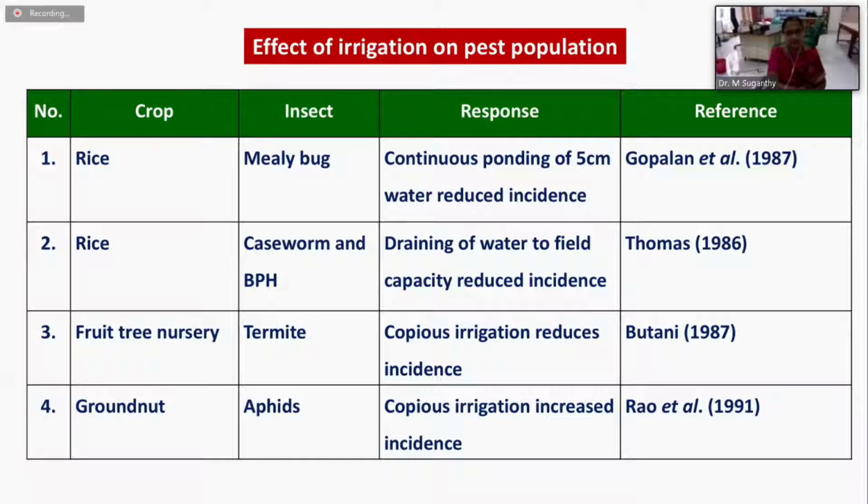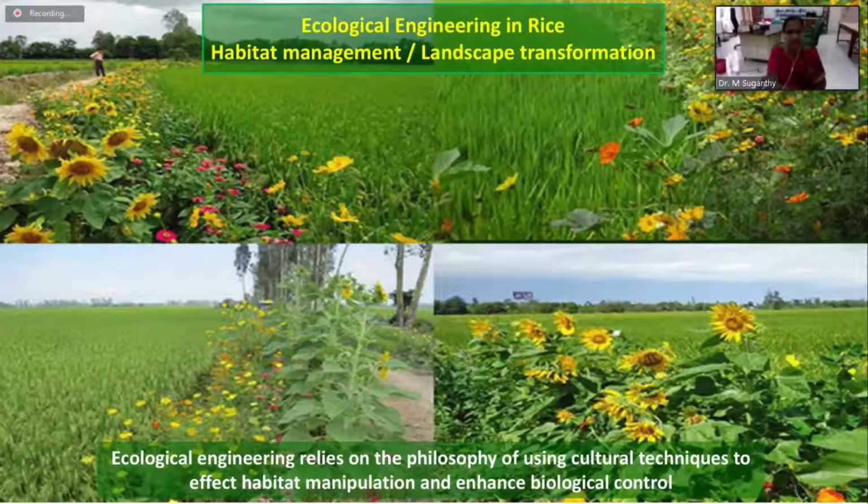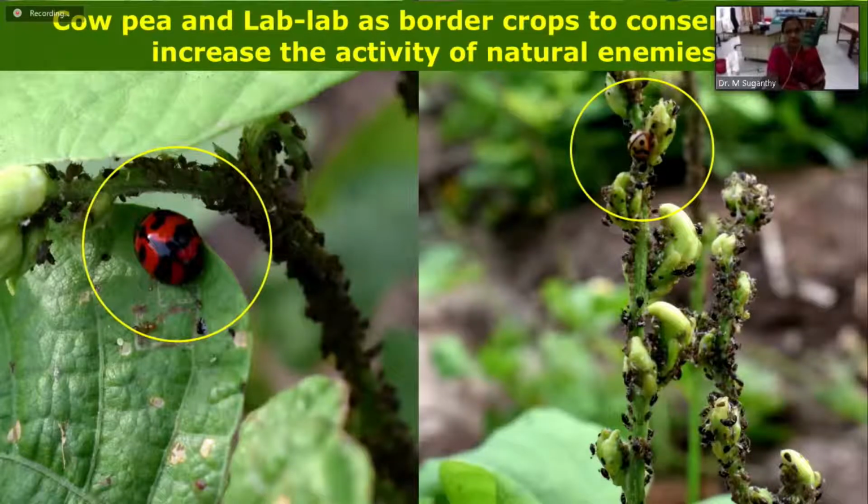This picture shows the ecological engineering in rice, where we grow these plants around the ecosystem to attract the natural enemies as well as non-target species, so that the pest population in the main crop will be totally reduced. This is how it is in our organic field. We always have cowpea and lab lab as border crops to conserve the population of natural enemies and increase their activity. I'll show some other photos at the end.